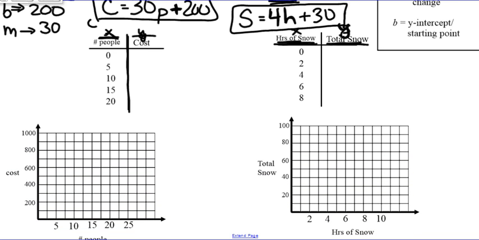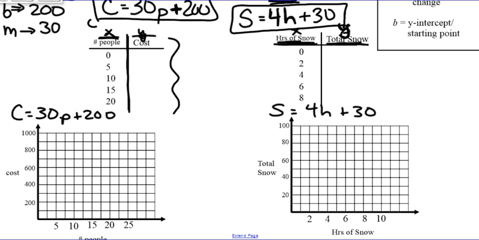So we can create equations that tie into the graph, because now with those equations, we can do a graph. I'm just going to rewrite them so I can see them better. C equals 30p plus 200, and the amount of snow equals 4h plus 30. Well, there's different ways to do this. I could do a table of values, but at the same time, well, part of it is, what do I know about this equation? I know that my b value is 200.